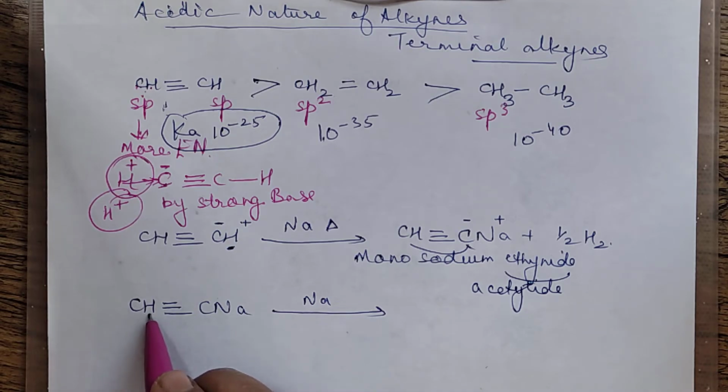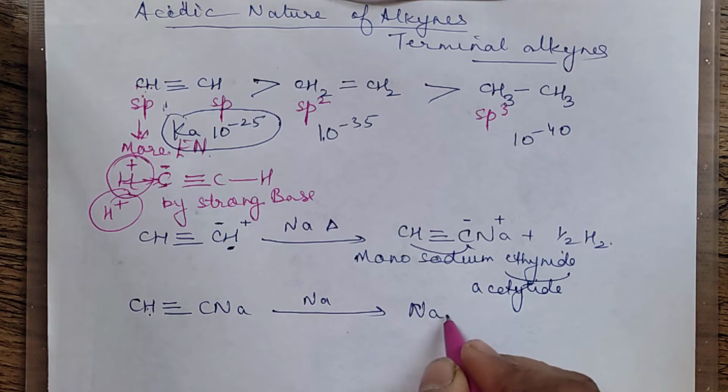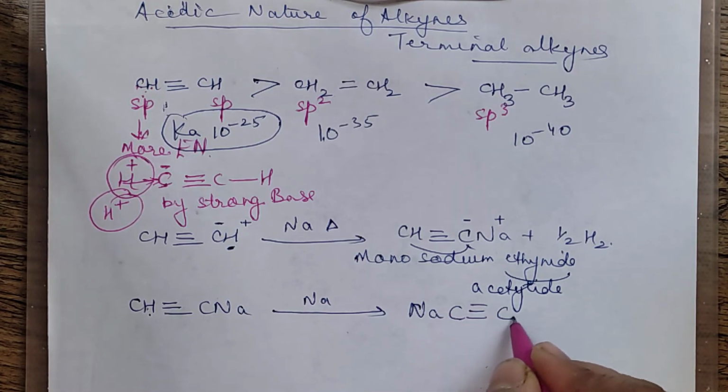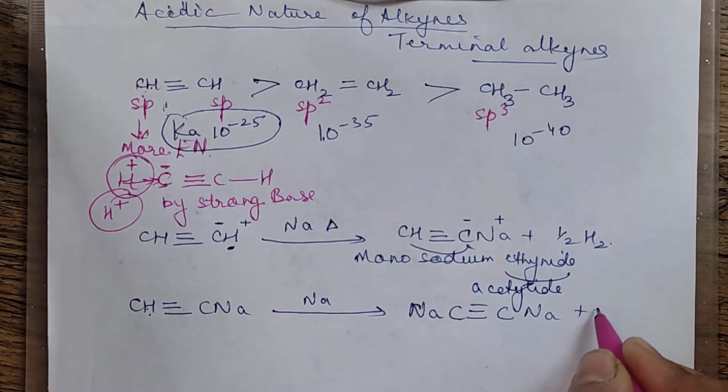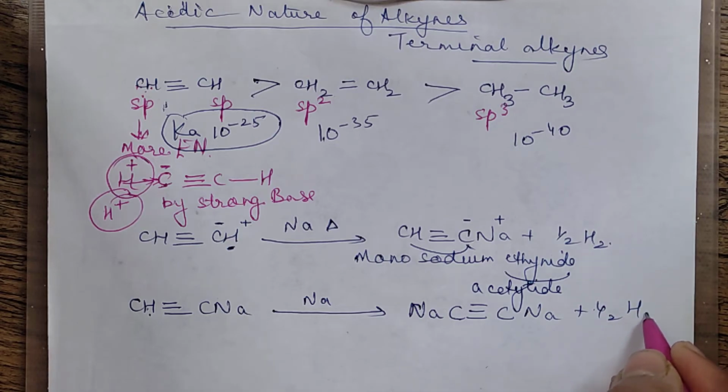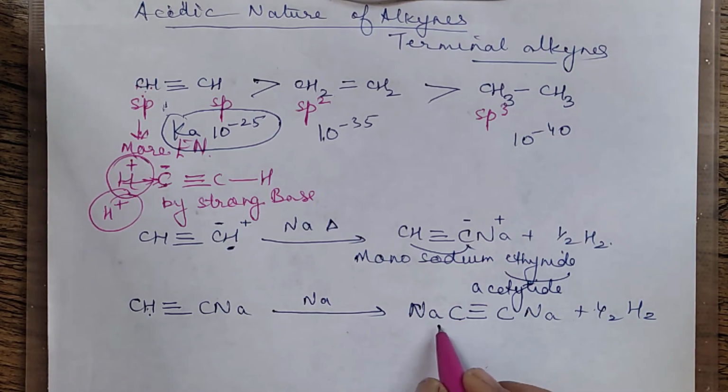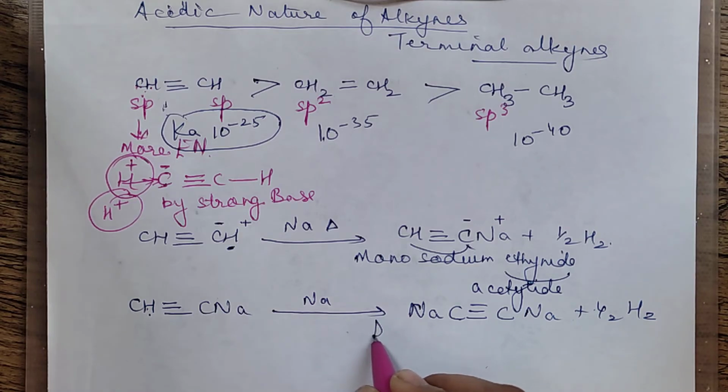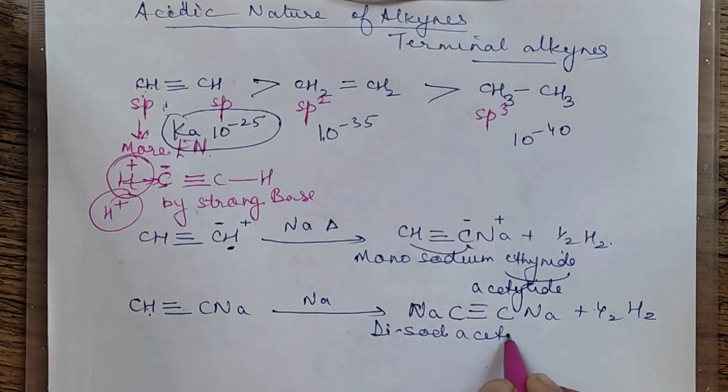So one more sodium will come to this side. So this will go away and you will have NaC triple bond CNa, plus one more H2 will come out. That means the name of this product is disodium acetylide, or you can write ethynide.